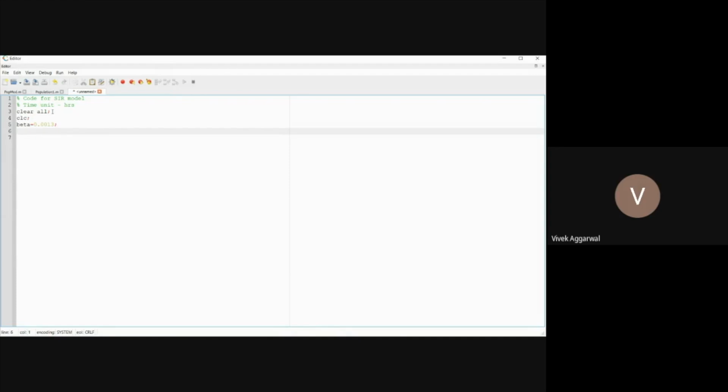And I'm also taking gamma. So gamma I'm taking as 0.00833. These are the factors involved. Beta is basically the growth, that is how the susceptibles are changing, and gamma is related to how the infected people are changing. So these are the two factors.